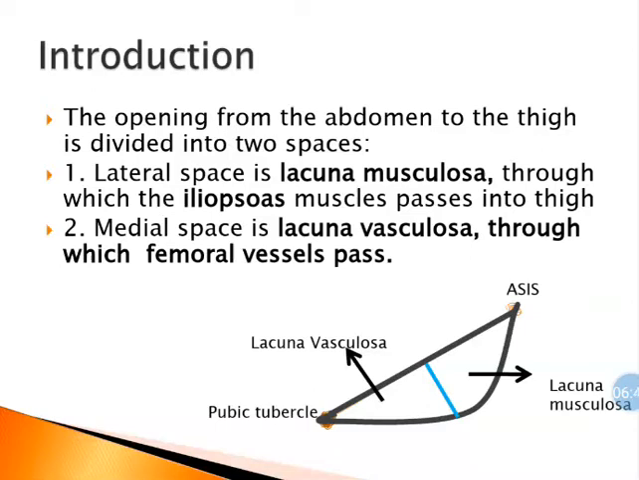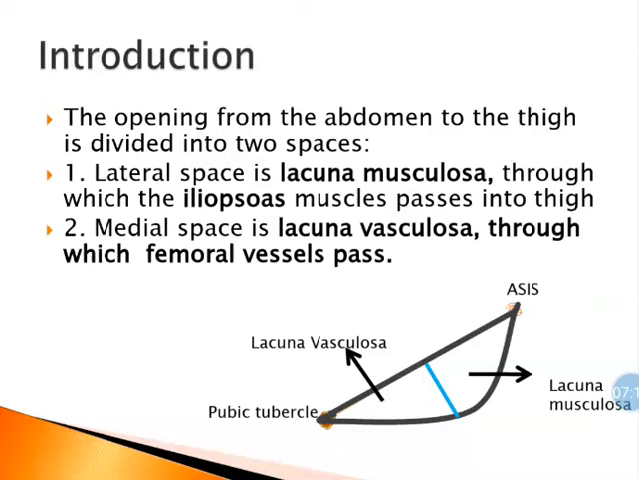And there is a space between the inguinal ligament and the hip bone, and this space is divided into two. The lateral space is lacuna musculosa, through which the iliopsoas muscle passes into the thigh. And the medial space is named as lacuna vasculosa, through which the femoral vessels enter into the thigh.